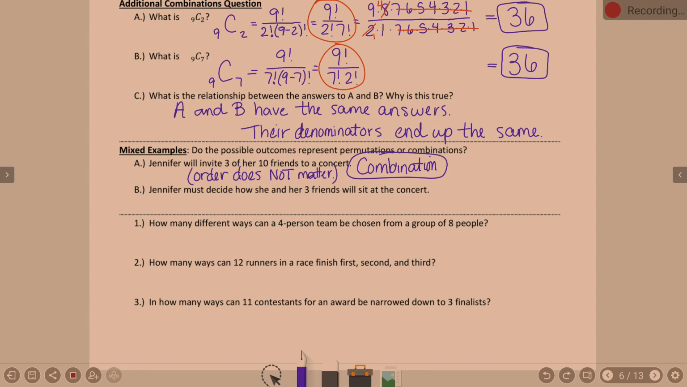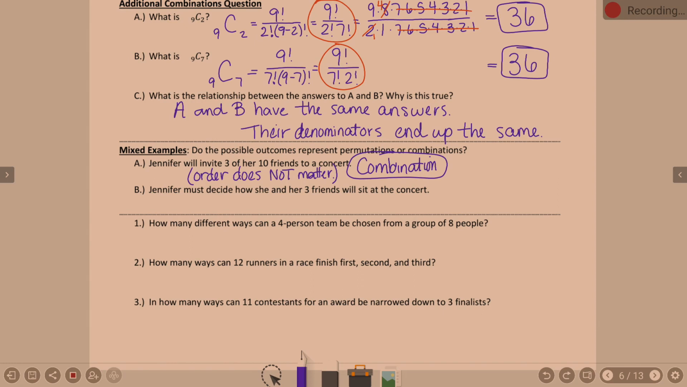Now, you're required to let me read B all the way, and you're required to pause and think. Okay? Now, she picked her 3 friends. Now Jennifer must decide how she and her 3 friends will sit at the concert. Order. I think it might be permutation. Okay? Now, not because of the statistics, but why does order matter here? It depends on who she wants to sit by. Yeah, so who has the first seat, the second seat, the third seat, the fourth seat, there's more than one option there, aren't there?